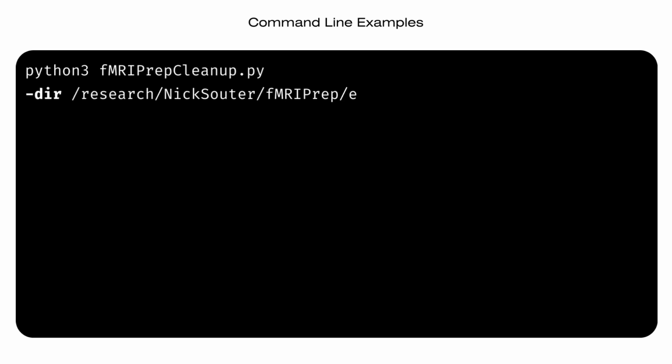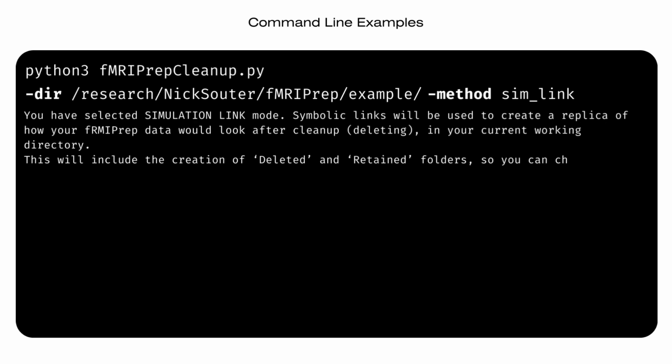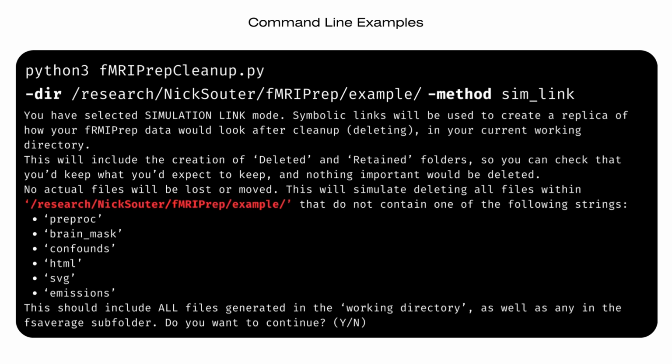Let's look at a couple examples of a full command line in action. In this first example, I'm keeping things as simple as possible. After carefully checking that I've chosen the correct directory and that it doesn't contain any non-fMRIPrep files, I'm going to execute the script on this directory. I'm going to set the method as sim_link to create symbolic links to the files that I'm interested in. In the terminal, I'm instructed on what will happen and asked to confirm that I'm happy to continue. I can then go into the folder that's been generated in my current working directory to check that all looks as it should.